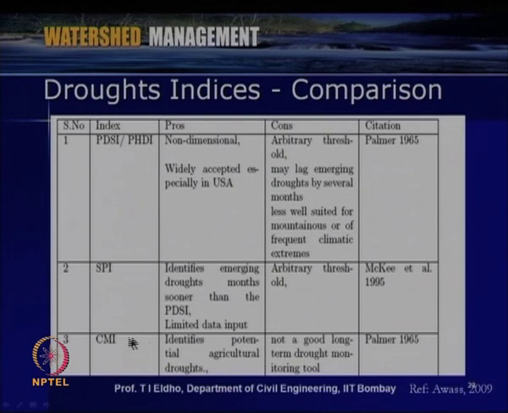And then the crop moisture index is mainly for agricultural droughts. This identifies the potential agricultural droughts, and it is not a good long term drought monitoring tool, since the meteorological aspects are not included. So, when we compare, we can see that as far as drought analysis is concerned, generally we use either the Palmer drought severity index or the standardized precipitation index. These two are the most commonly used techniques as far as drought analysis is concerned.